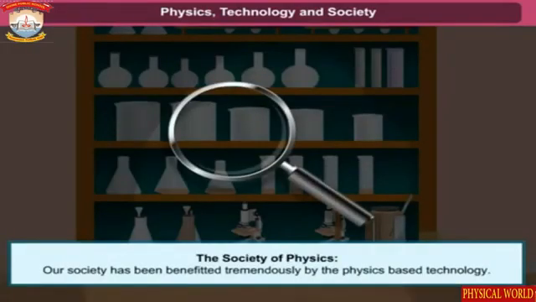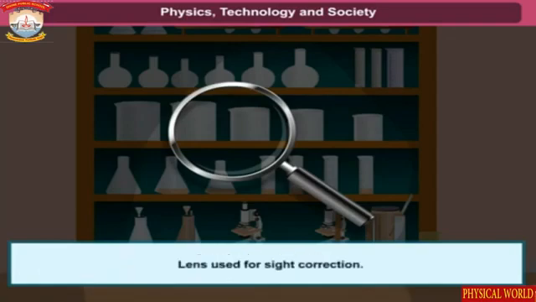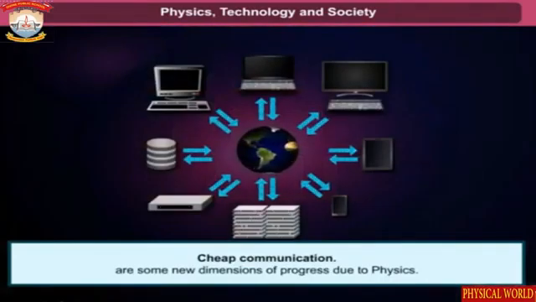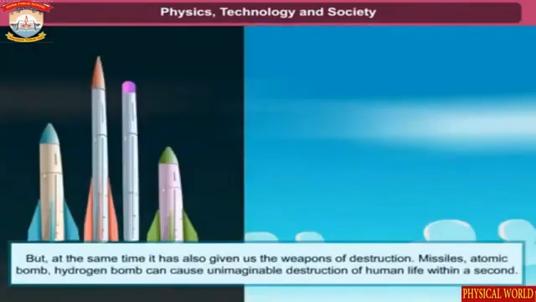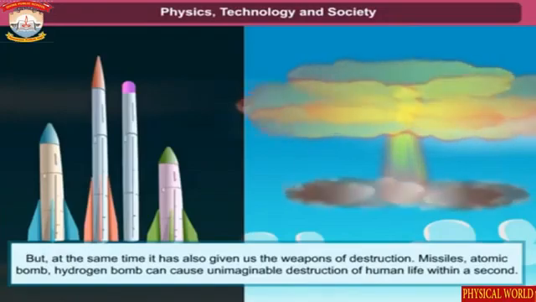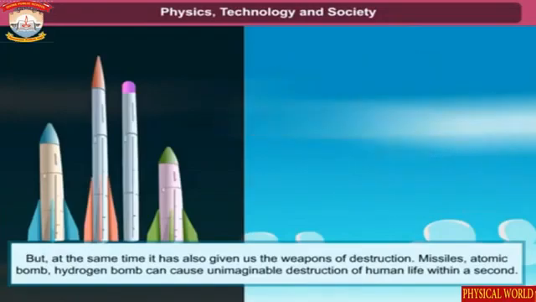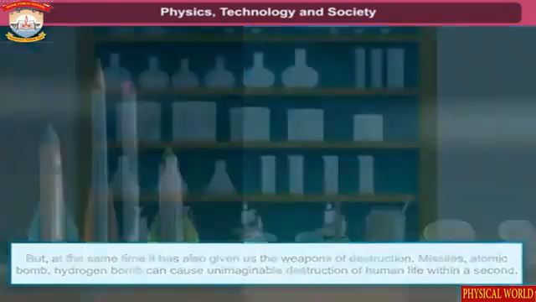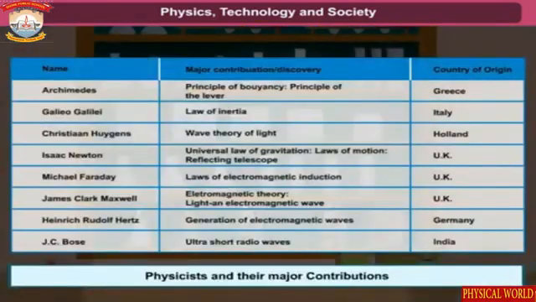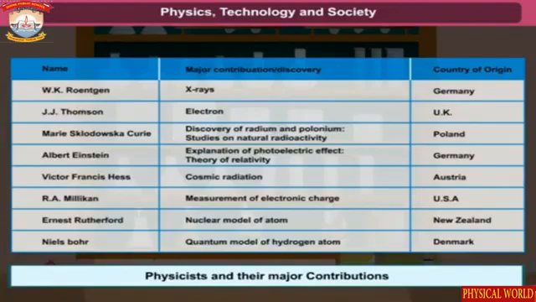The society and physics. Our society has benefited tremendously from physics-based technologies. Lenses used for sight correction, quick modes of transport, and cheap communication are some new dimensions of progress due to physics. But at the same time, it has also given us weapons of destruction. Missiles, atomic bomb, hydrogen bomb can cause unimaginable destruction of human life within a second. Now let's have a look at some physicists and their major contributions.